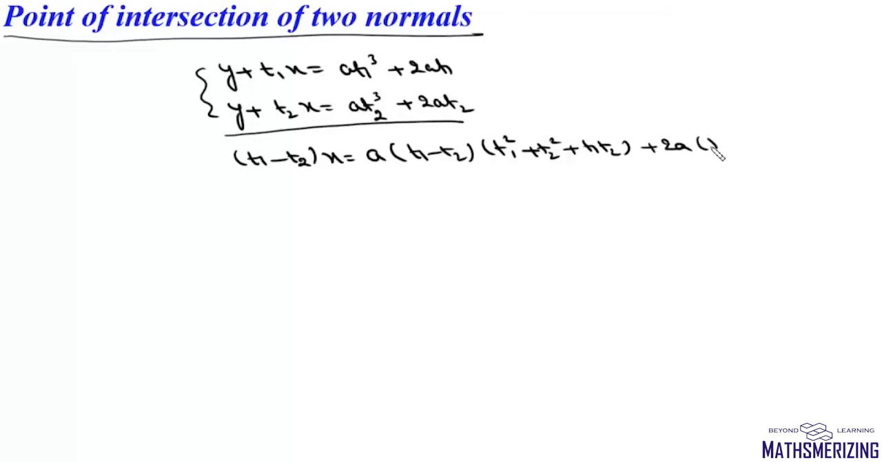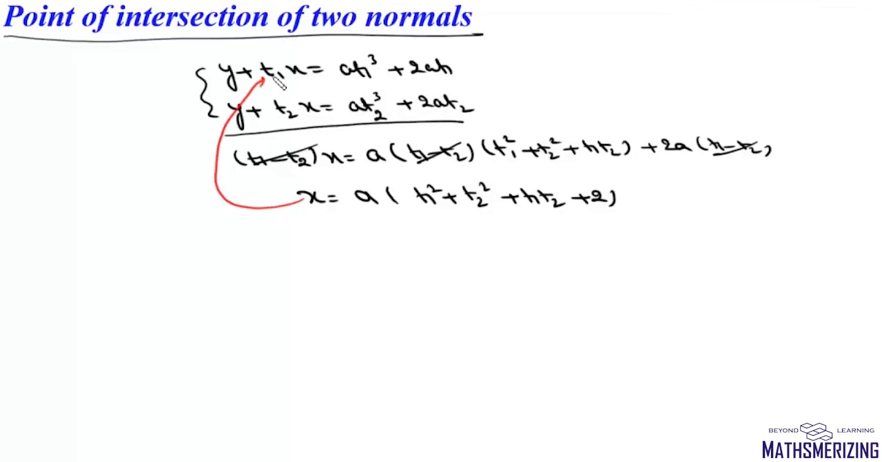A cube minus b cube will be a minus b, a square plus b square plus ab, and then plus 2a times t1 minus t2. Now we'll cancel t1 minus t2. Now t1 and t2 cannot be equal, because in that case we'll have the same equation. So we need two different equations. So its x coordinate will be a times t1 square plus t2 square plus t1 t2 plus 2. And if we put the value of x in any one equation, we'll get the value of y.